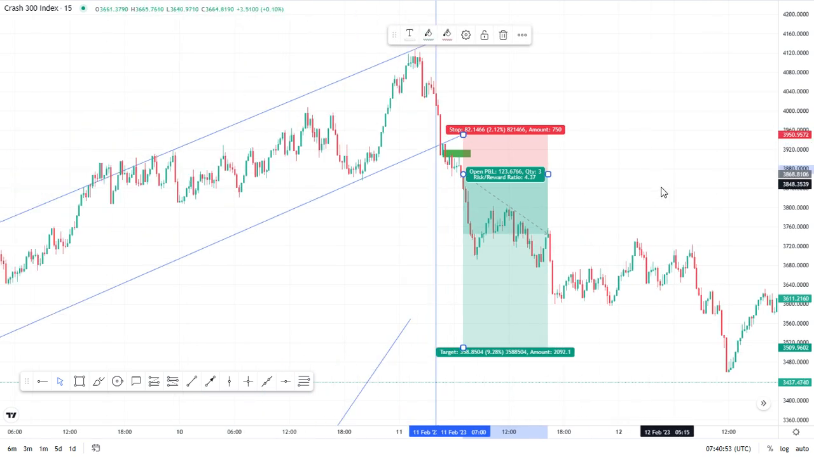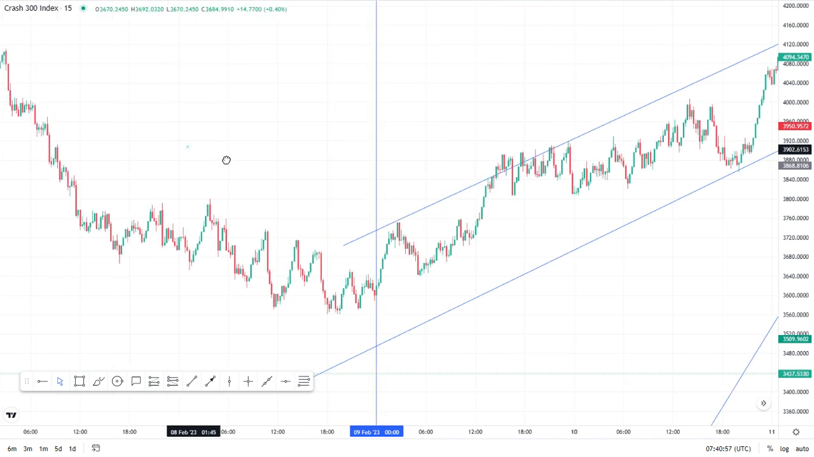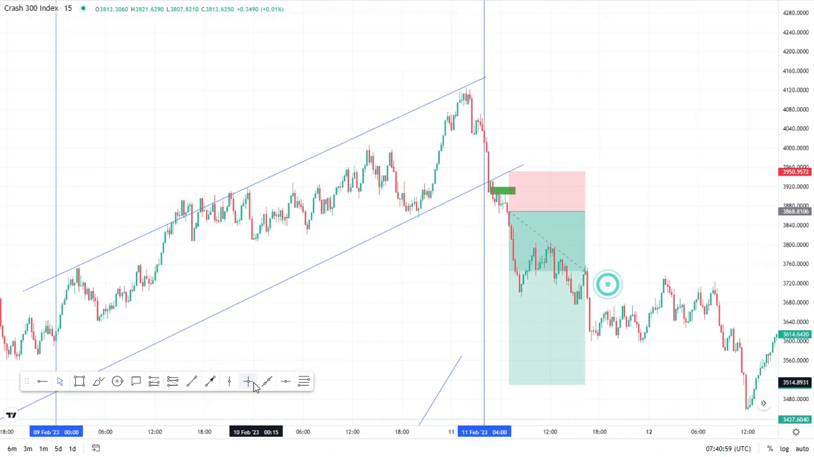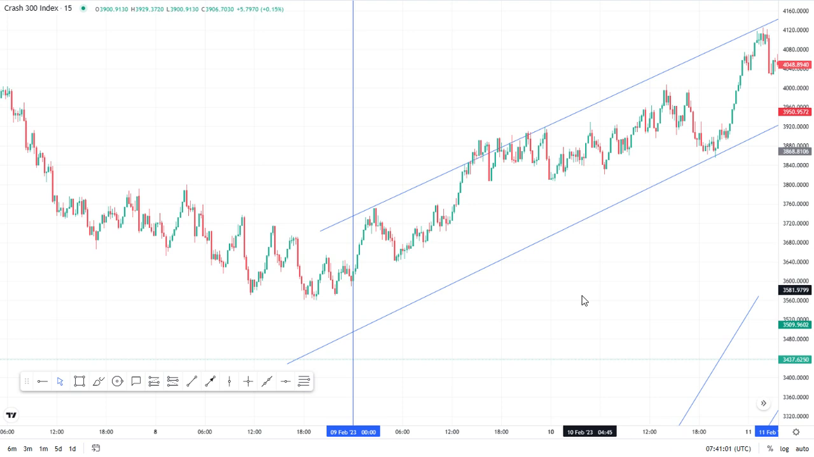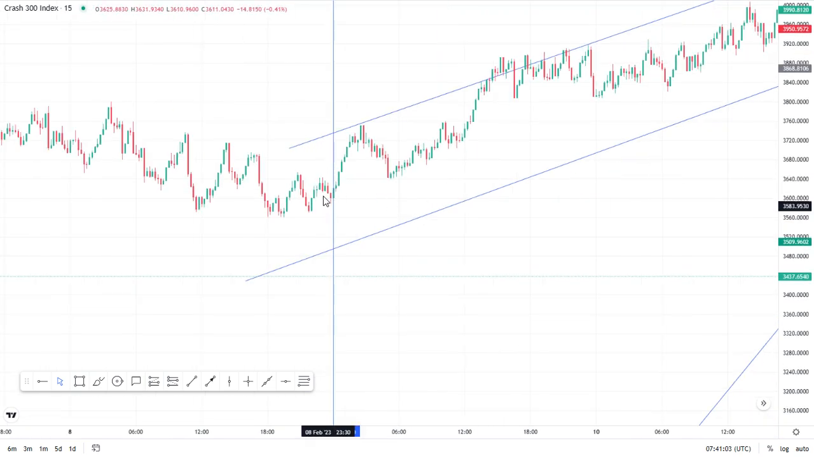So that's exactly how to make entry. We can actually scroll back to see other examples. This is for selling, then this is for buying. I've marked out these things. If I go to 4 hours, you are going to see we have the same signal right here.